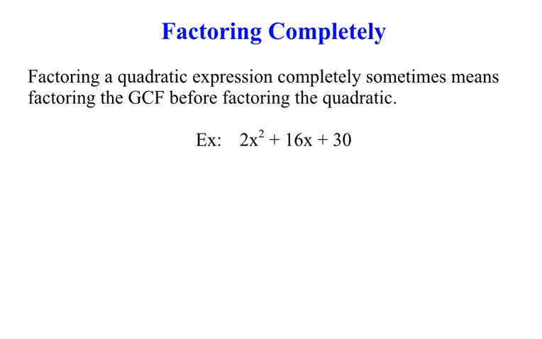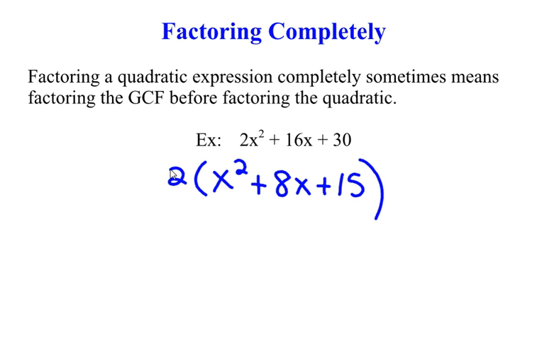So we have the example 2x squared plus 16x plus 30. Now when we look at this, we see that the coefficients 2, 16, and 30 are all divisible by 2. So we can factor out a GCF of 2 and be left with x squared plus 8x plus 15. But the quadratic that remains, x squared plus 8x plus 15, can be factored further. So we want to factor it into two binomials.